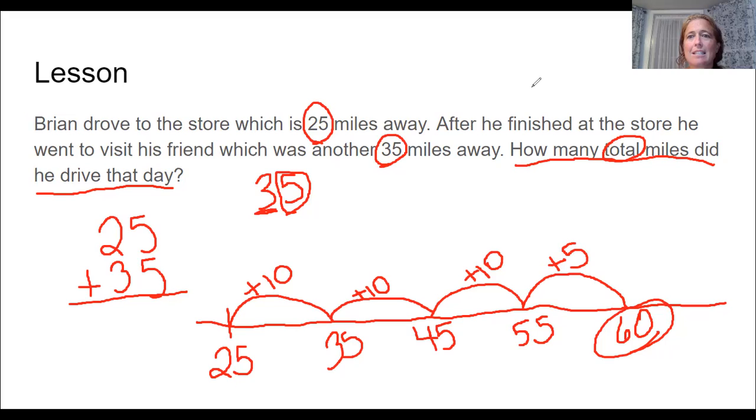All right. Let's go over that one more time. Brian drove 25 miles to the store, and then from the store to his friend's house, he drove 35 miles. The question asked us how many total miles did he drive that day, so we knew we needed to add. We started with the number 25 and we added 35. We knew that there was a 3 in the tens place, so we had to add 30. 1 set of 10, 2 sets of 10, 3 sets of 10. And then we still had this 5 in the ones place, so we added the 5 and came to 60.